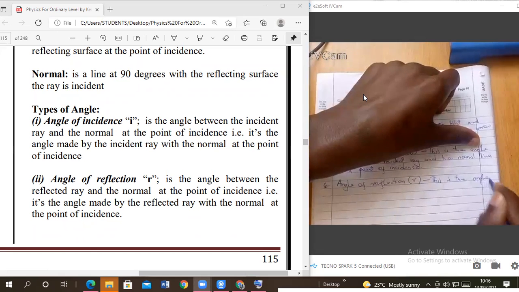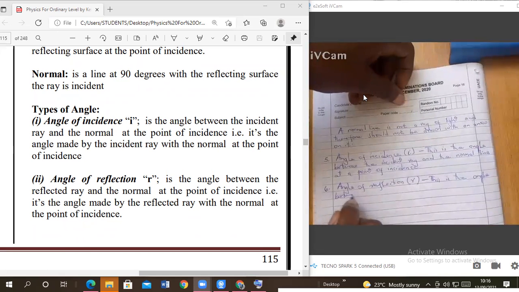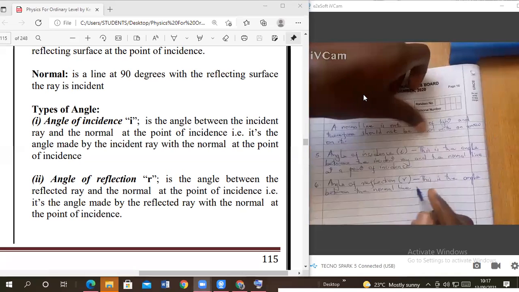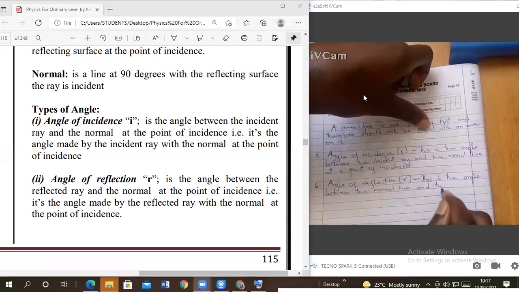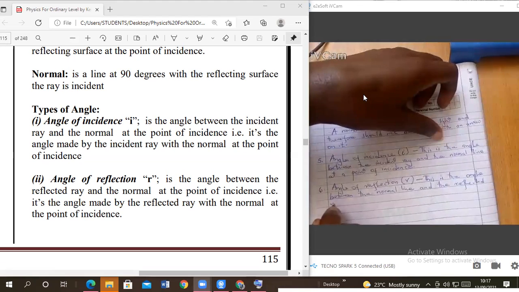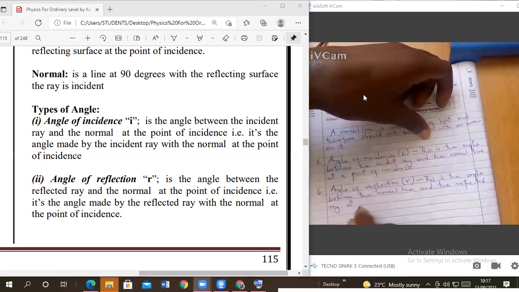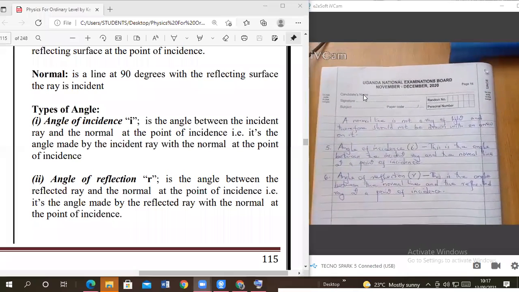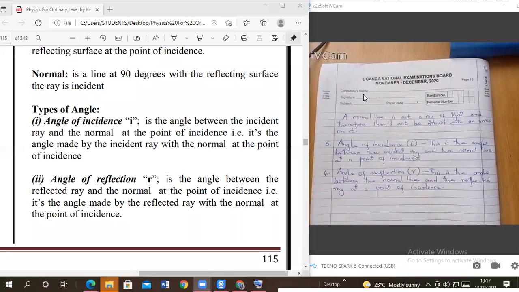So this is the angle between the normal line and the reflected ray at a point of incidence.